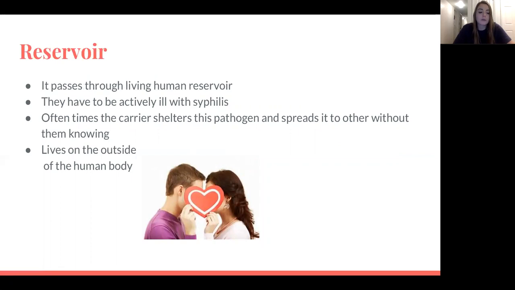Syphilis is contracted by either bodily fluids, skin, or mucous membranes. Treponema pallidum is spread only through human contact or certain other ways, so we'll talk about those on the next slide. And oftentimes when people carry this disease, they're sheltering the pathogen that they don't even know that they have and spreading it to others without even noticing. This pathogen also lives on the outside of the human body, whether it be our genitalia or our hands.